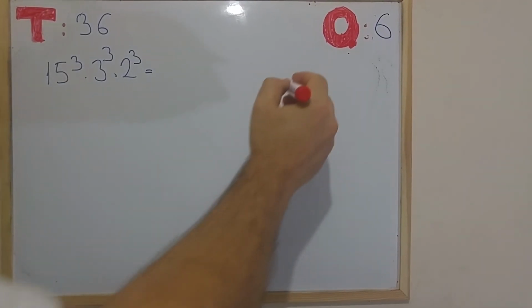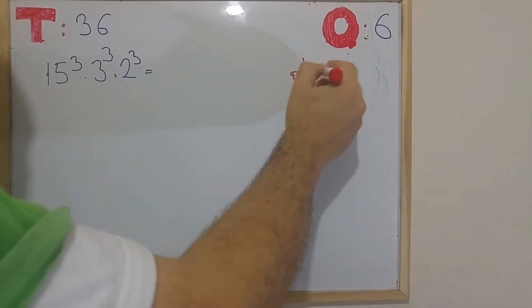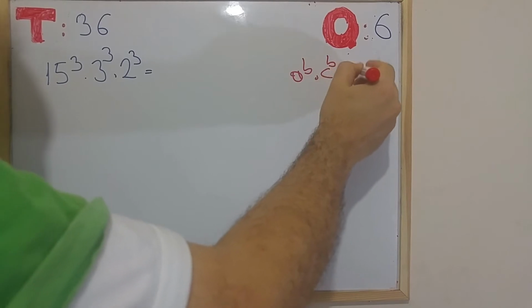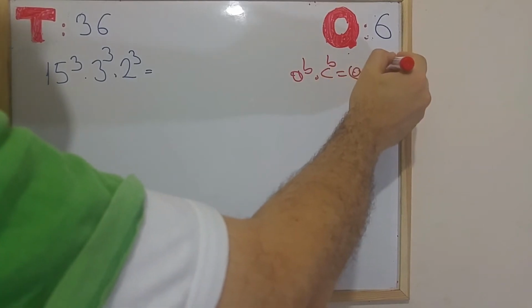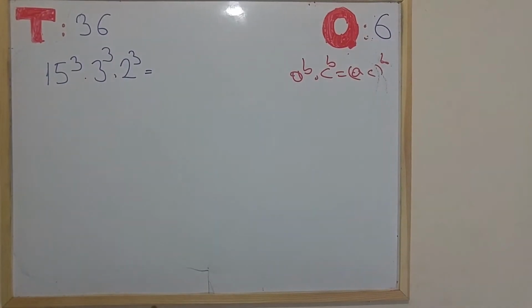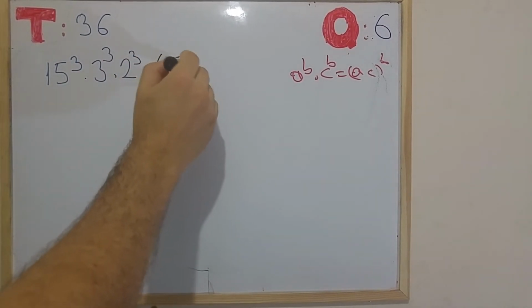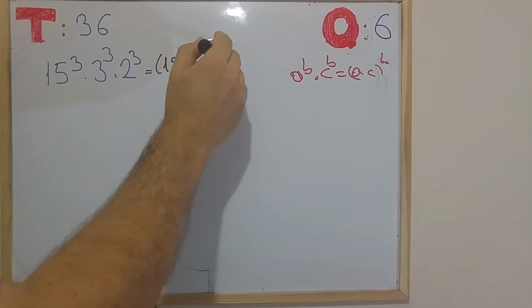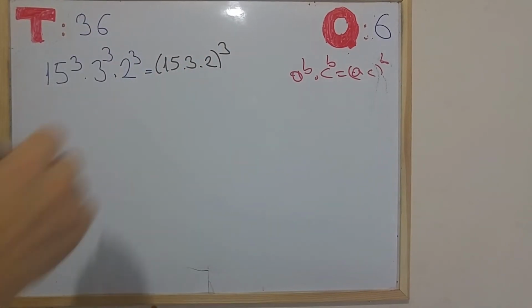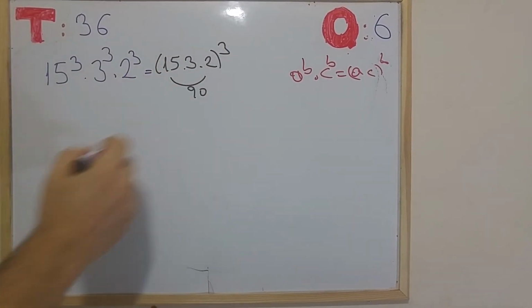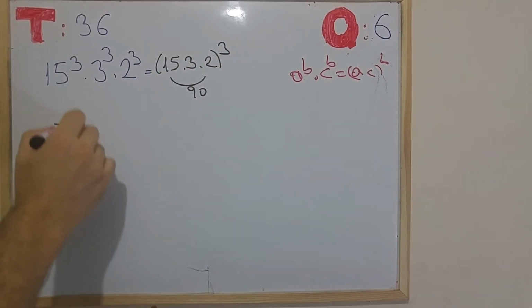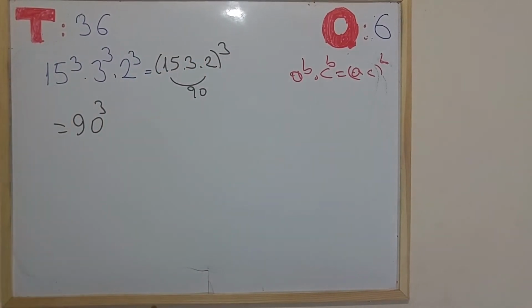Probably you would remember that a to the power b times c to the power b is equal to a times c to the power b. So I could write this as 15 times 3 times 2 to the power of 3. This makes 90. So the answer is 90 cubed.